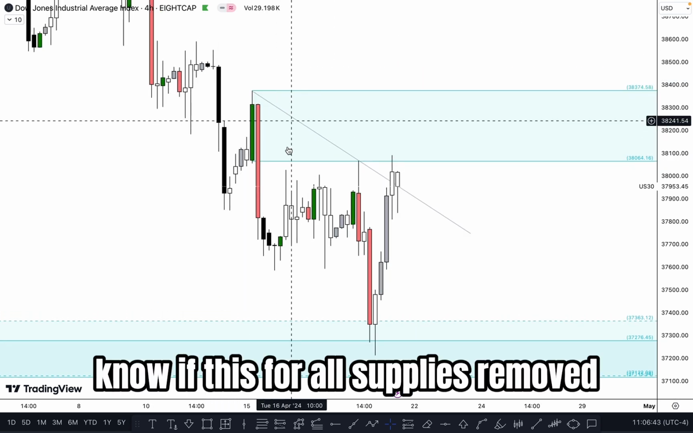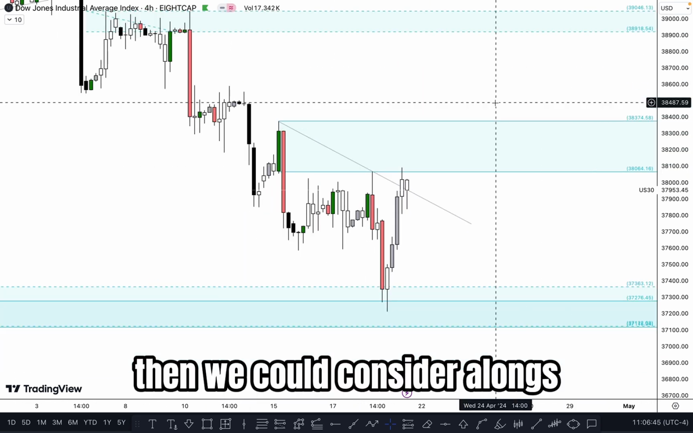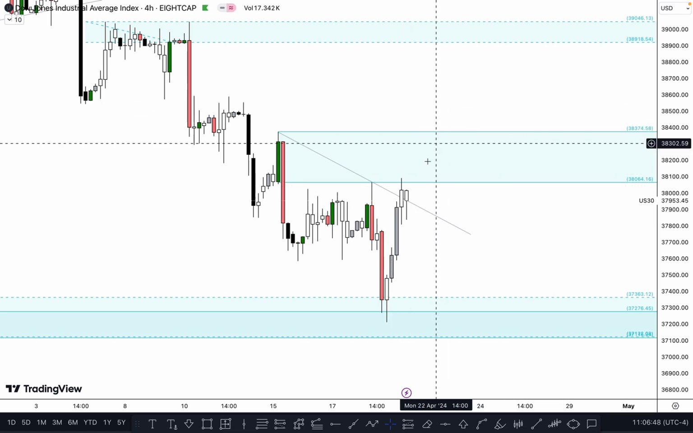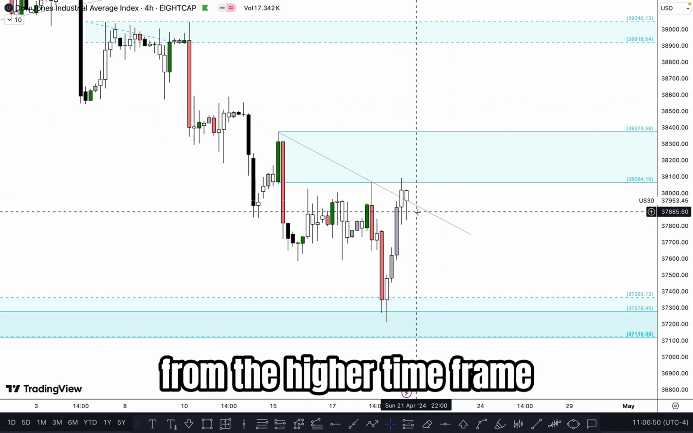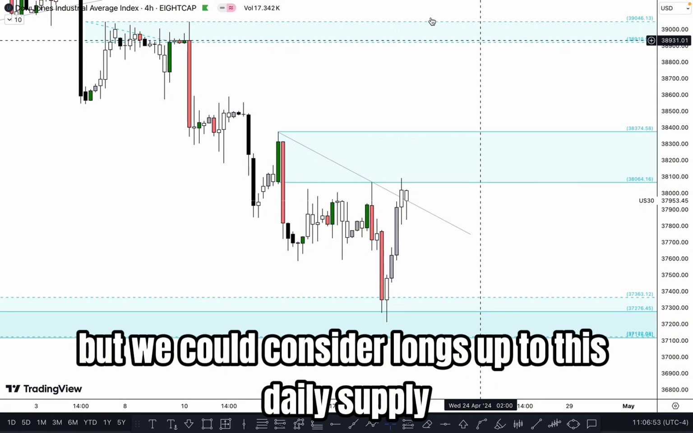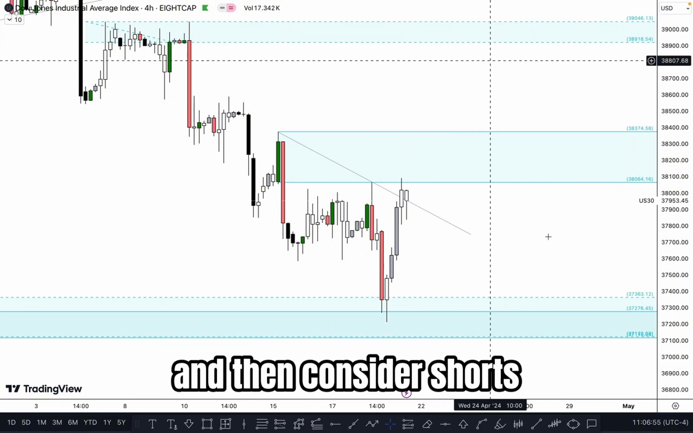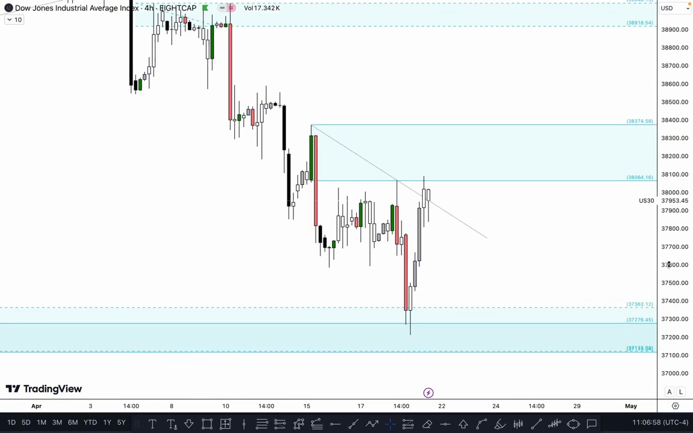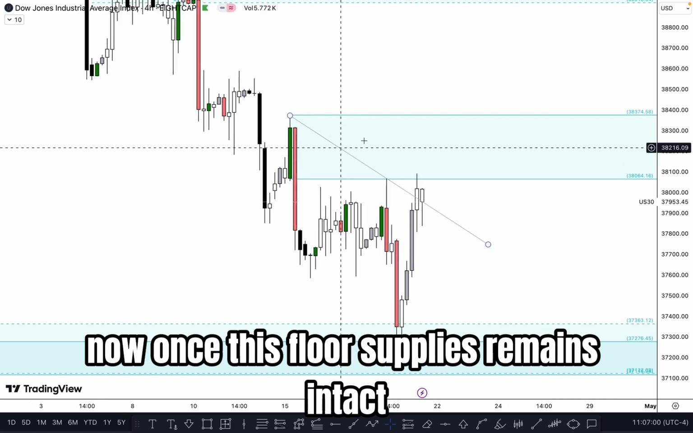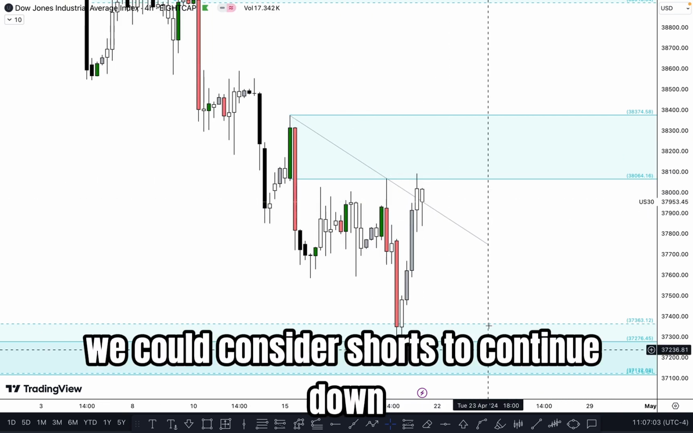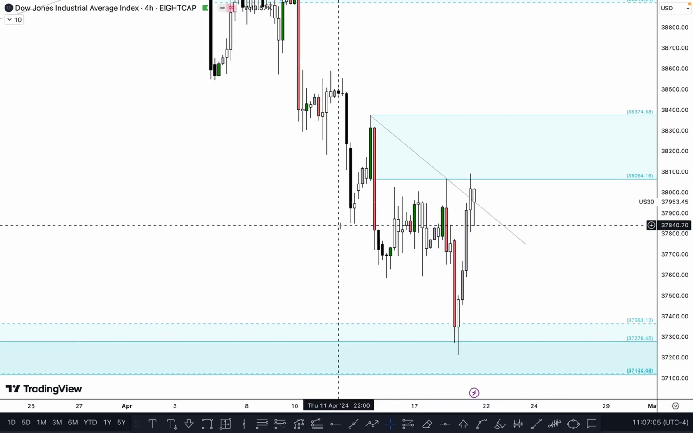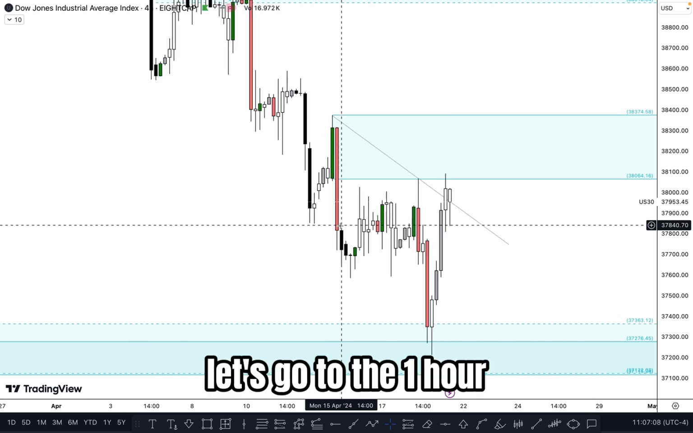Now, if this 4-hour supply is removed, then we could consider longs, even though it may be a little counter trend from the higher time frame. But we could consider longs up to this daily supply and then consider shorts. Now, if this 4-hour supply remains intact, we could consider shorts to continue down. Let's go to the 1-hour.